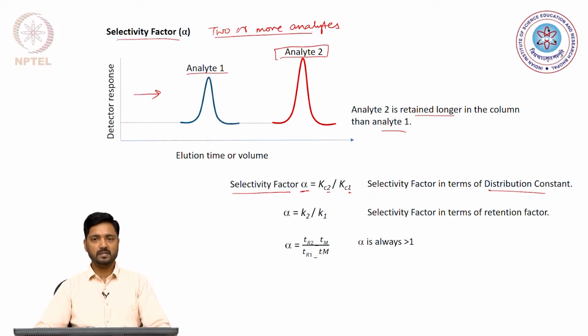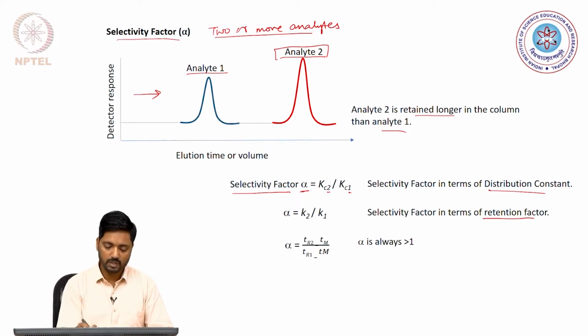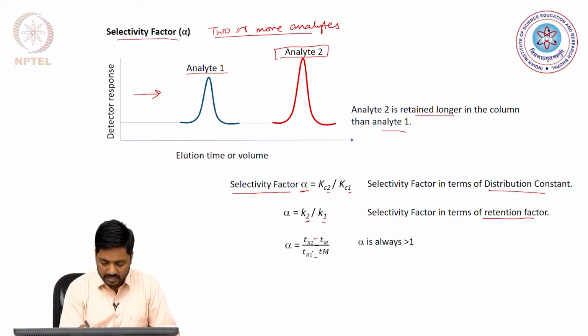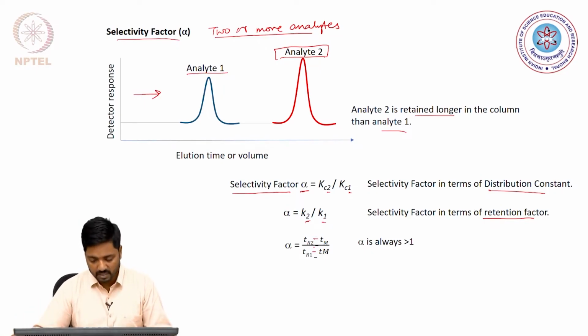The selectivity factor can also be described in terms of the retention factor, and it is nothing but the ratio of the retention factors for analyte 2 and analyte 1, and this again can be written in terms of the retention times and the void times in the equation that is given below, where the retention time 2 minus the void time is divided by the retention time for analyte 1 minus the void time for the column.